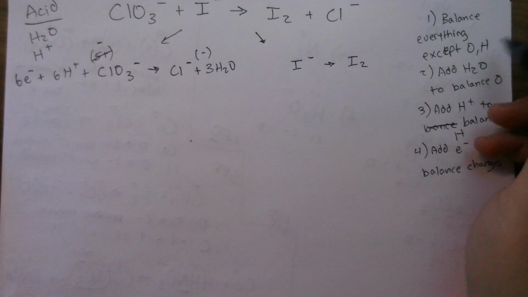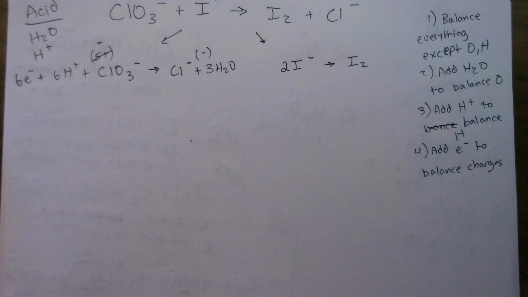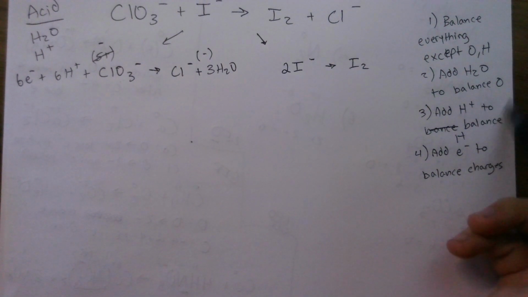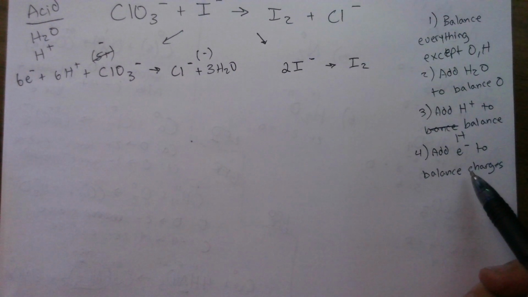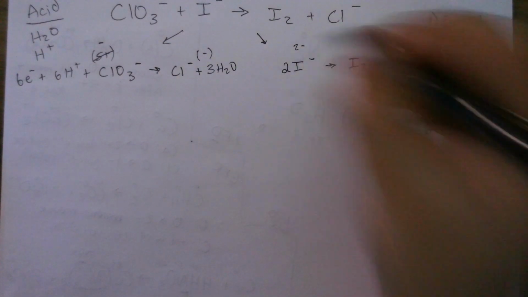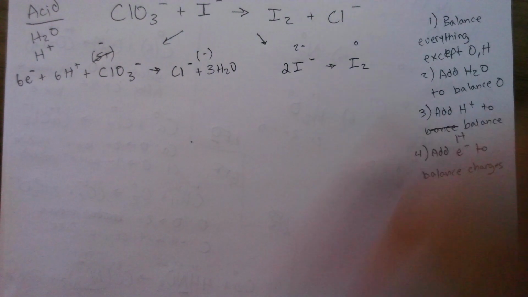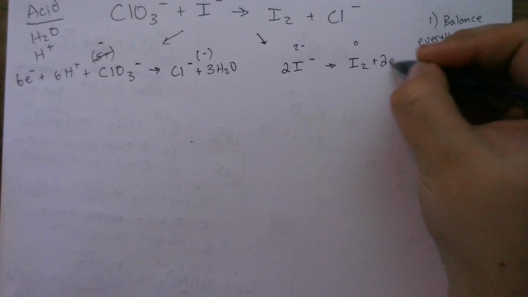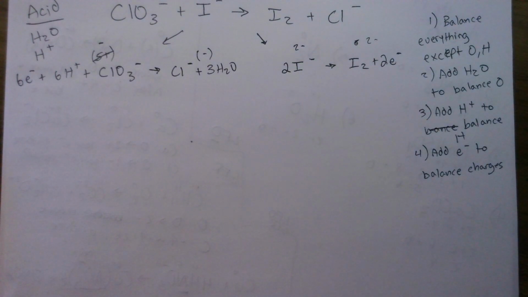So balance everything except O's and H's. I need to add a 2 over here, so my iodines are good on either side. Fortunately, there's no H's or O's, so I can skip step 2 and 3 this time. I just have to balance my electrons. This side has a total charge of 2 minus. This side has a total charge of 0. If I add 2 electrons to this side, it is also 2 minus. That's another balanced half reaction.